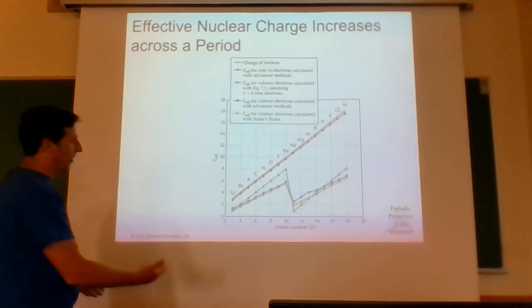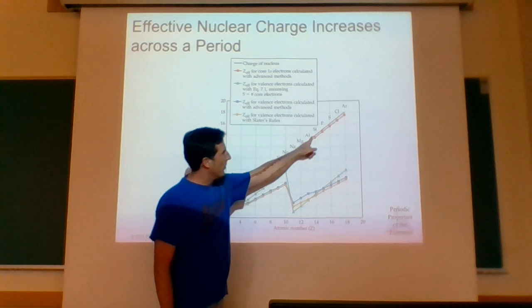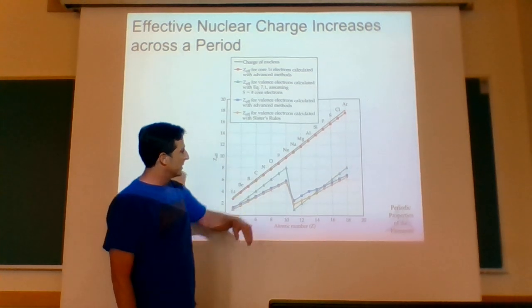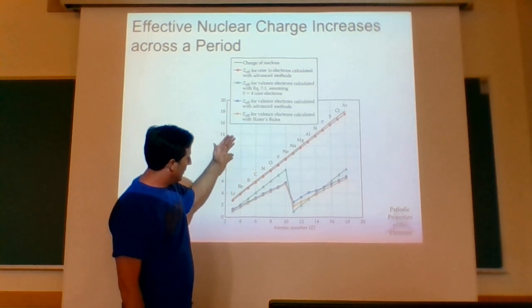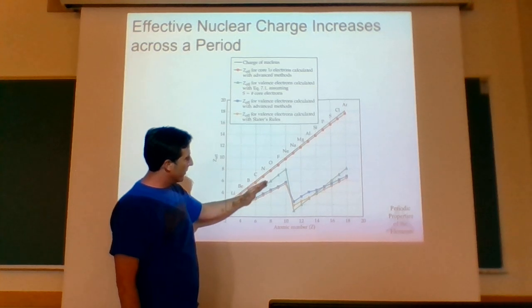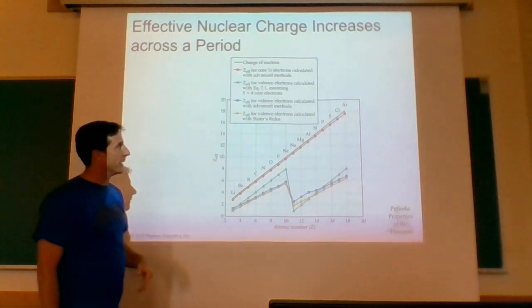Here's a graph of all that. As I move across the periodic table, I can see the effective nuclear charge is increasing, but then as I go from group 2 to group 3 to group 4 and so on, they get weaker.